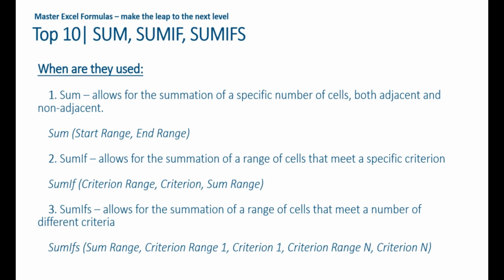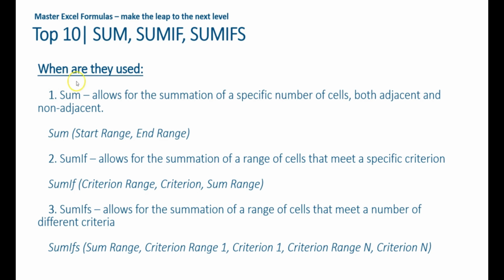Then SUMIF and SUMIFs. These two formulas allow you to sum based on a specific criterion or criteria. So SUMIF allows for the observation of a range of cells that meet the specific criterion, whereas SUMIFs allows for the same thing but with more than one criteria.